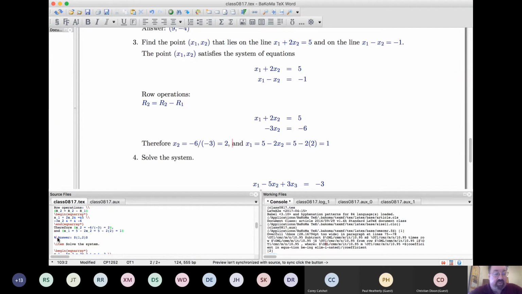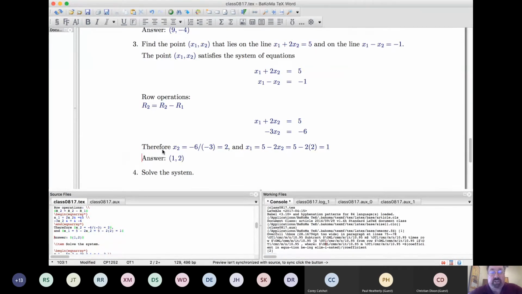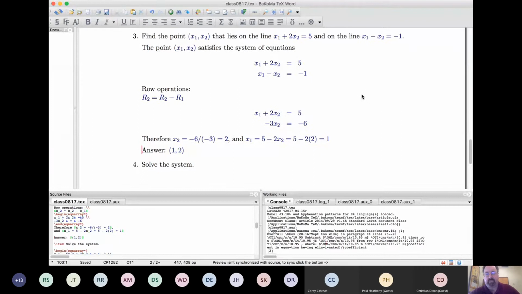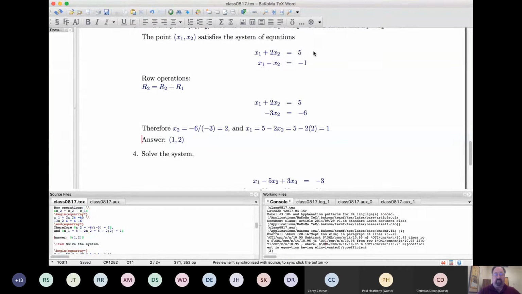We find that because the system can be solved, there is an intersection point. So the point 1, 2 satisfies both of these equations. We could also see this if we were to rewrite these equations in y equals mx plus b form: we would see that they have different slopes, and for that reason they have a point of intersection. But this is how we go about finding it.